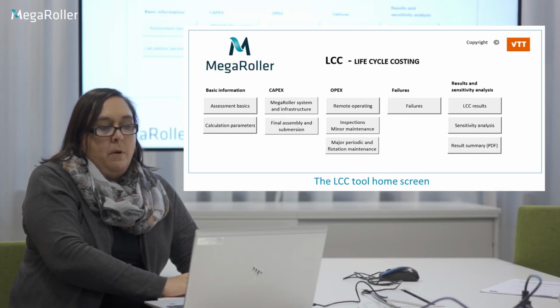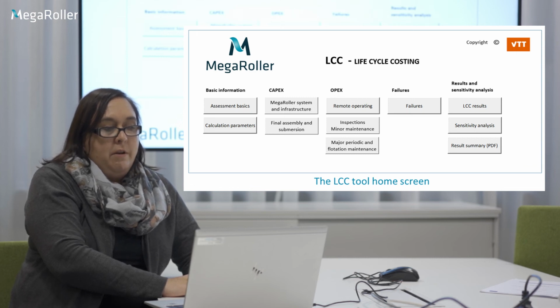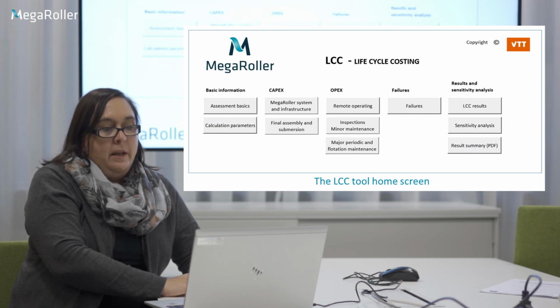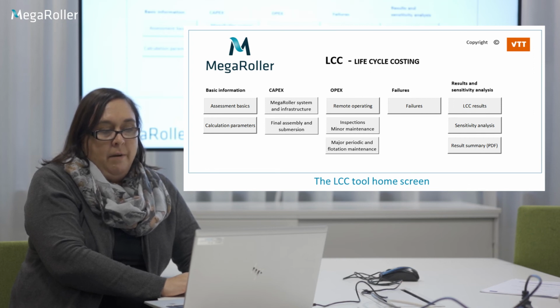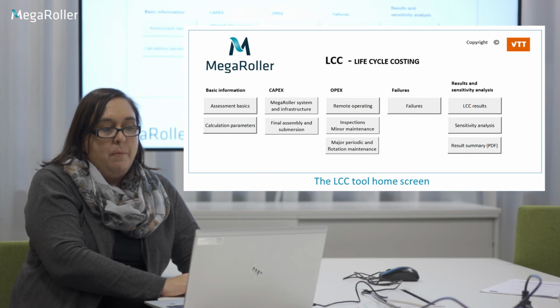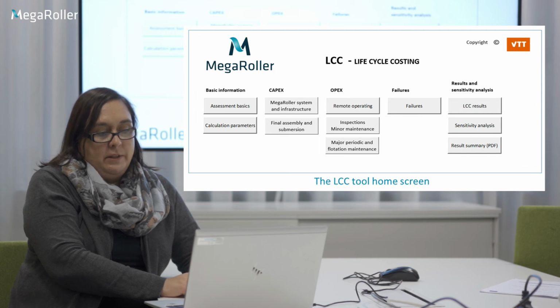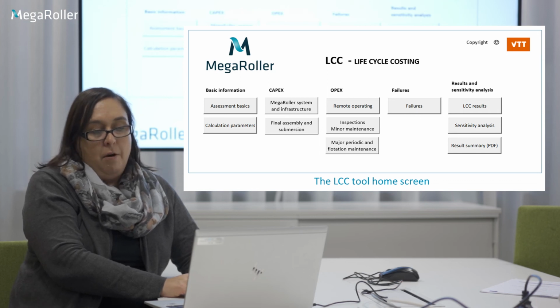And I will end with the main user interface, the home screen of our tool. So here you can see it. It covers all the modules I just explained. There is this CapEx, where the Mecharoller system and infrastructure costs are defined based on the cost structure included in the tool. And then there is the final assembly and submersion cost, and the equipment and work cost related to that. And then there is this OPEX, which is remote operating, inspections and minor maintenance, major periodic and flotation maintenance, and then there is this failure module.